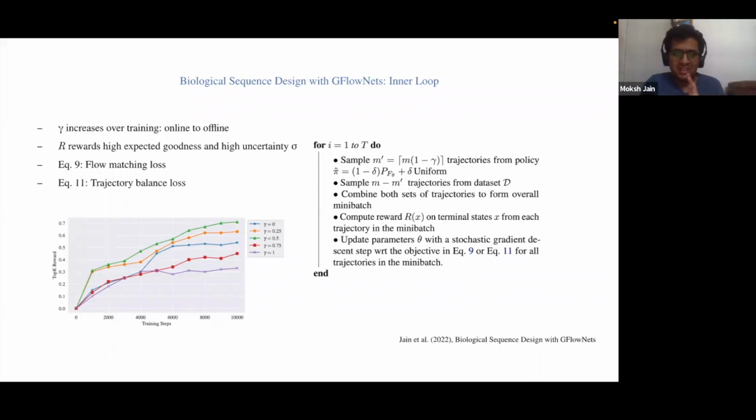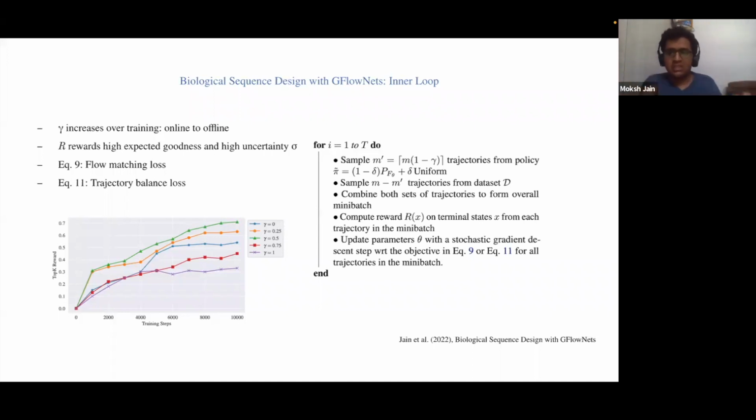Yeah, there's two clarifications. So one is that gamma does not change over training steps, at least in this paper. Gamma is fixed during the training of the GFlowNet. So we have a fixed proportion of offline samples that we take in the batch. That's one thing. Now, the reason for that is that this entire training of the GFlowNet is one step within the active learning loop.